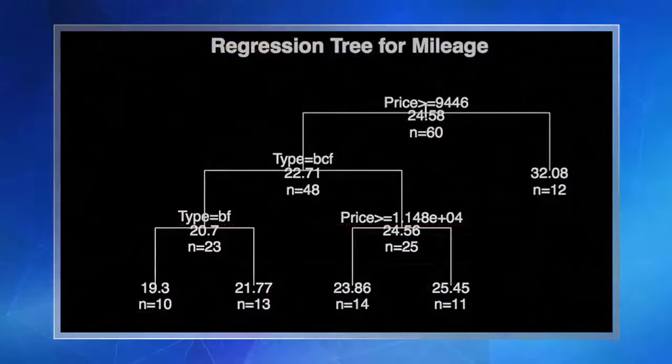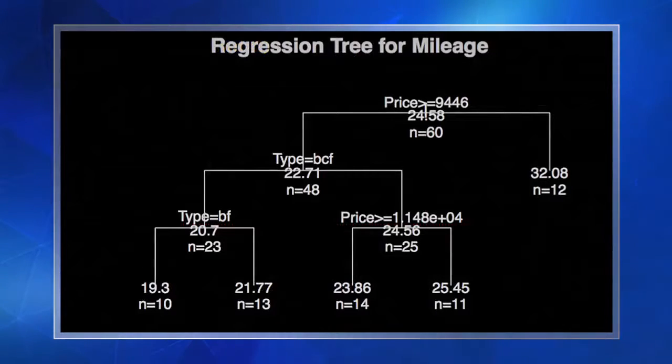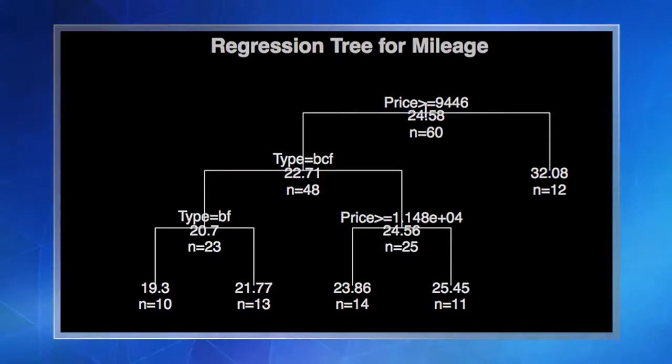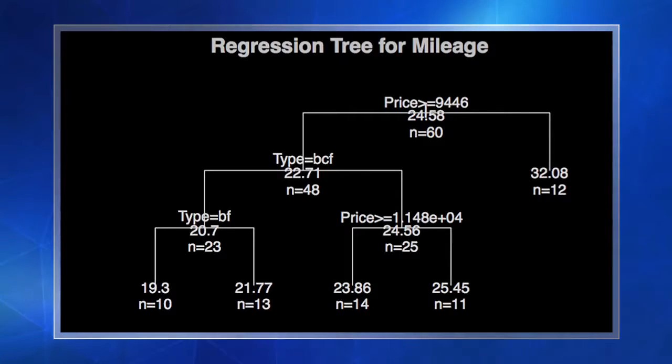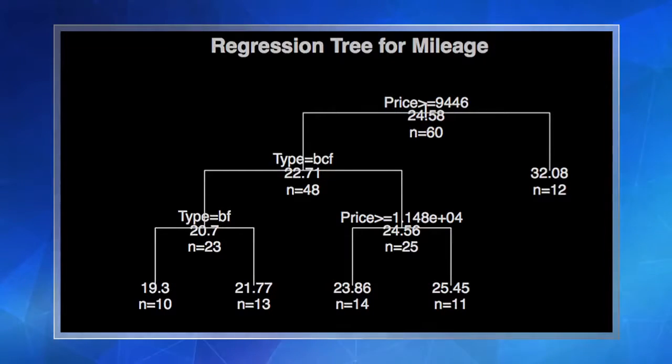So here's the output of our regression tree. First, there's a split by price. Then you see a split by the type of car, then price again, and then type of car once again.